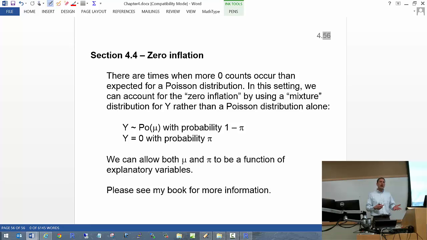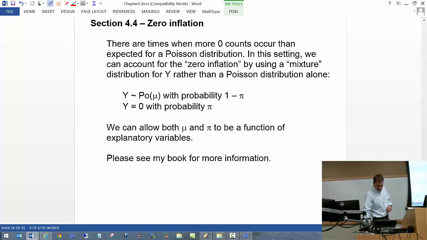But another thing that can happen when you're working with Poisson regression models is something called zero inflation. That simply means that you observe more zeros than what you would expect if the Poisson distribution was correct. So how do you account for that? And again, this can happen in actual application.